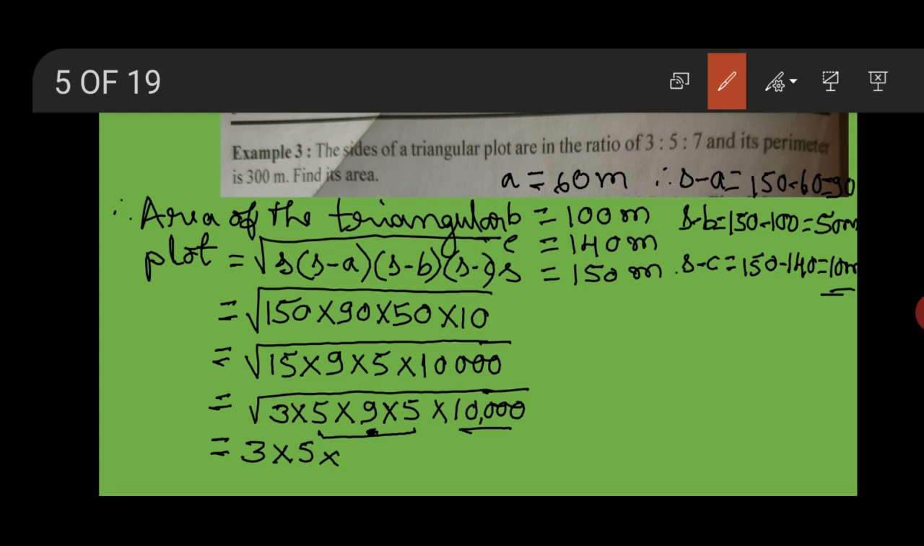Then see here in 10,000 there are 4 zeros. If you take its square root, then the zeros will be reduced to half. Therefore it is equal to 100. Square root of 10,000 is equal to 100. Then what is remaining inside the square root sign? Only 3. So this will be the answer. So 3 5s are 15. 15 into 100 is equal to what? 15 into 100 is equal to 1500 square root of 3 square meter. So area of the given triangular plot is equal to 1500 square root of 3 square meter.